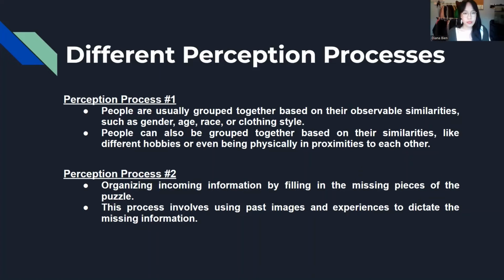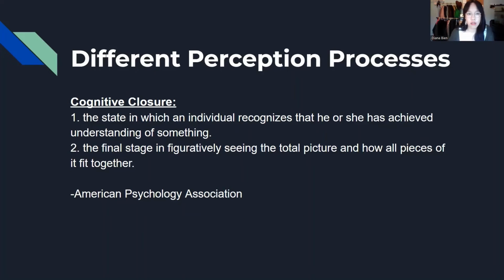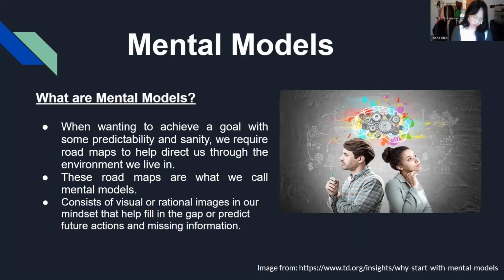So I will read it off the slide. Organizing incoming information by filling in the missing pieces of the puzzle. This process involves using past images and experiences to dictate the missing information. Another different perception process that we also do is cognitive closure. And the American Psychology Association has stated two definitions for it that I found: the state in which an individual recognizes that he or she has achieved understanding of something, the final stage in figuratively seeing the total picture and how all pieces of it fit together.